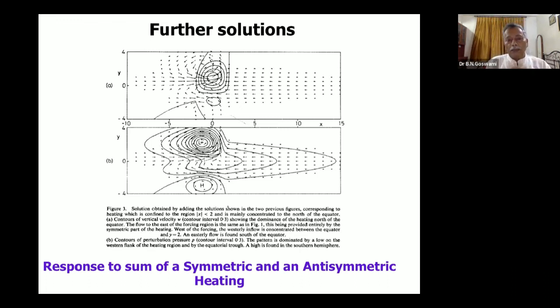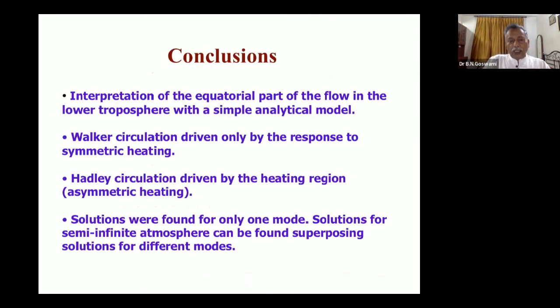these precipitation and convection. So in conclusion, this is the interpretation of the equatorial part of flow in the lower troposphere with a very simple analytical model. The Walker circulation is driven by the response to the symmetric heating. Hadley circulation is driven largely by the antisymmetric heating, and the solutions were found for only one mode.